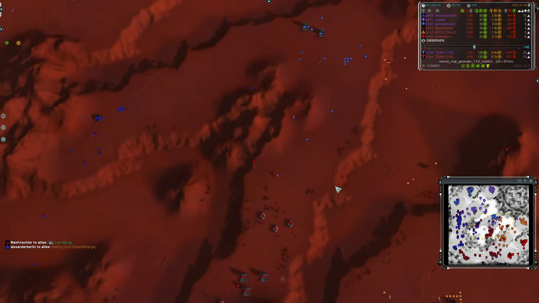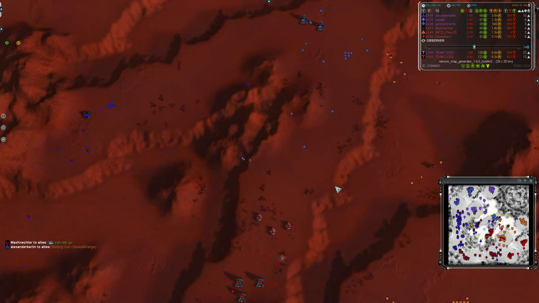So now that the factories in the middle have all been set up, there's really some fighting going on here over this position. These units are looking a bit overextended from Max, but you've got to appreciate the raiding.